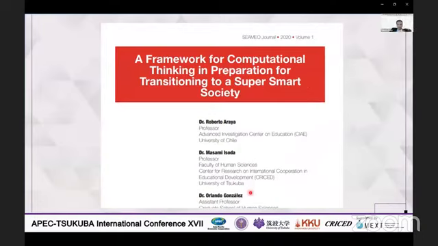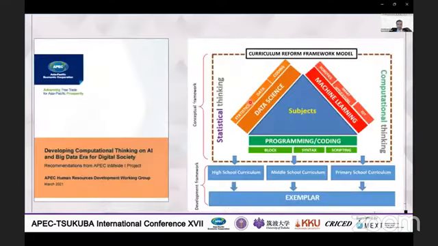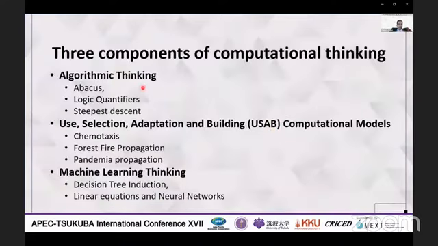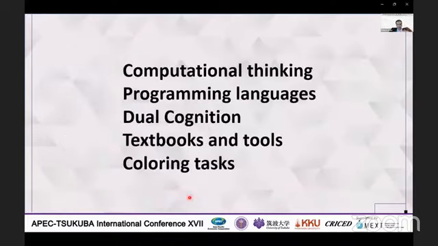We have been working with Professor Isoda, Professor Gonzalez, and Professor Implicita on a framework for computational thinking. And here, in APEC, we developed the framework, which basically has algorithmic thinking, these logical quantifiers, then has these computational models, how to model the reality using the computer. Like, for example, we have done field propagation, pandemic propagation, and then machine learning thinking. So this is connected with statistics and linear equations, linear networks. So that's mainly the three components of computational thinking.